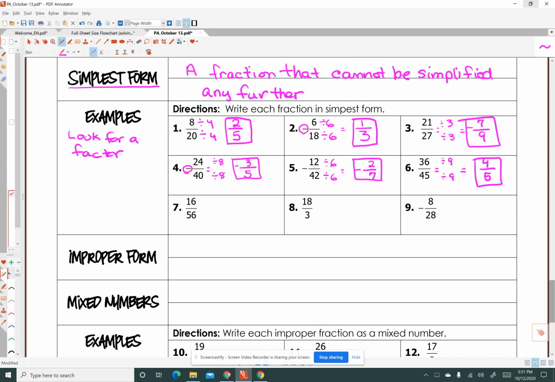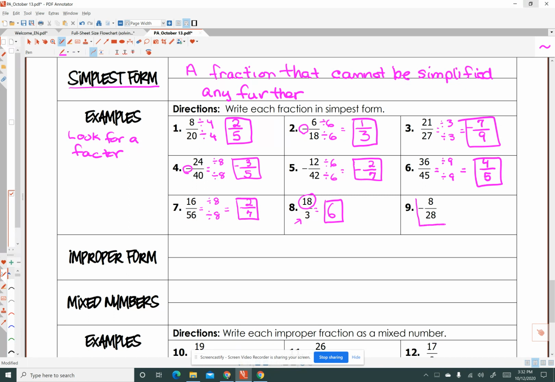And for number 7, we can divide, 16 and 56 are both divisible by 8. 16 divided by 8 is 2. 56 divided by 8 is 7. Now, be careful. We have an improper fraction where the numerator is greater than the denominator. So if we divide the numerator by the denominator, remember, a fraction is really division. How many groups of 3 will we have in 18? And 18 divided by 3 is indeed 6. So that's the simplest form of that fraction.